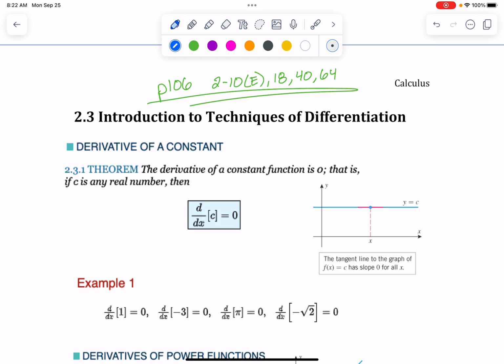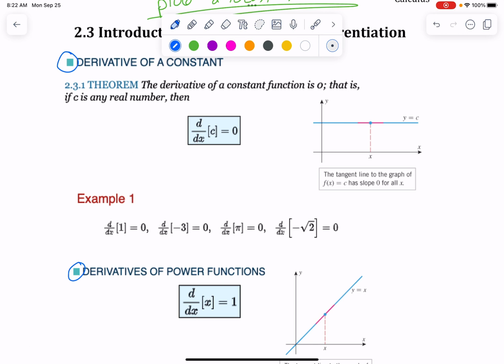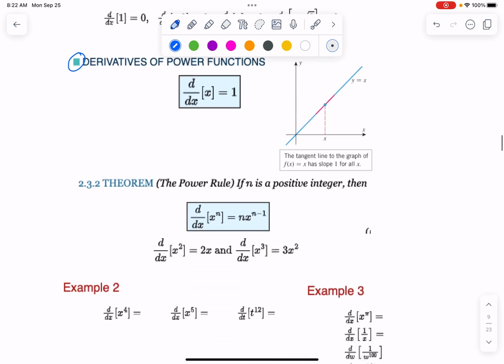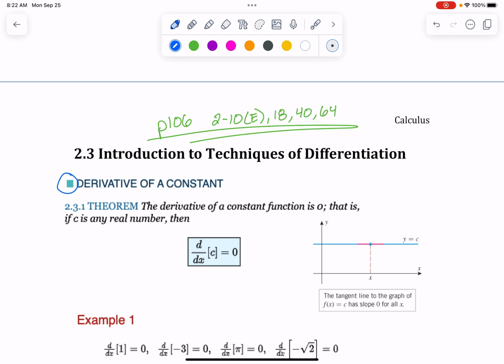First it starts off, so look for these little squares here. Derivatives of a constant, derivative of a power function. It's got different rules as you go through. So they start you off with taking the derivative of a constant number.